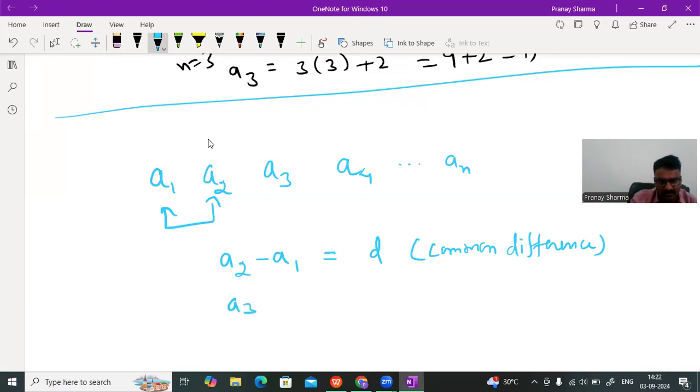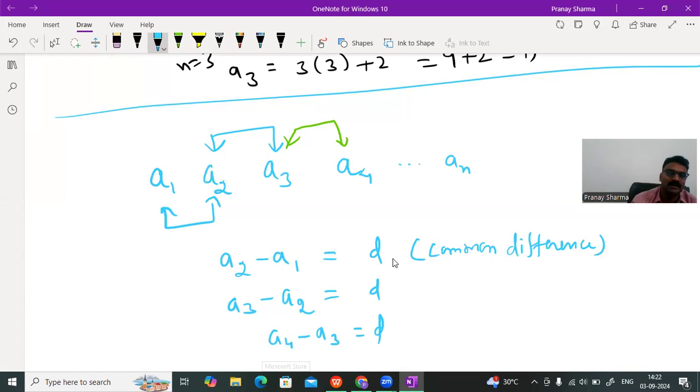If we take these two terms, it will be A3 minus A2. Again, this is going to be D. If we take these two terms, then this will be A4 minus A3. Again, it will come out to be equivalent to D. All right. That means technically the difference is going to be one and the same.